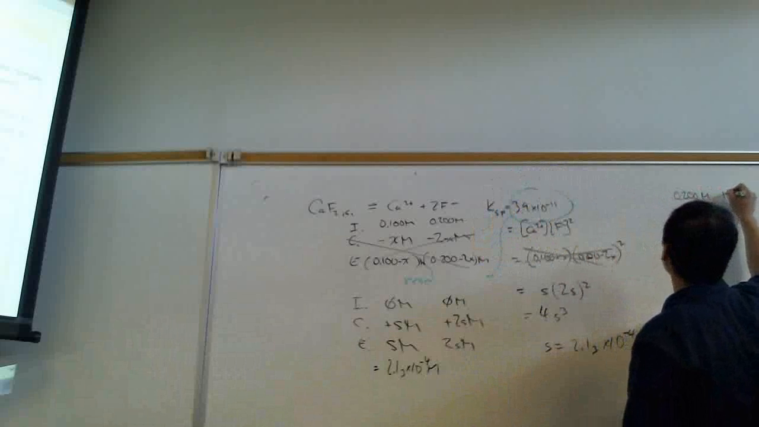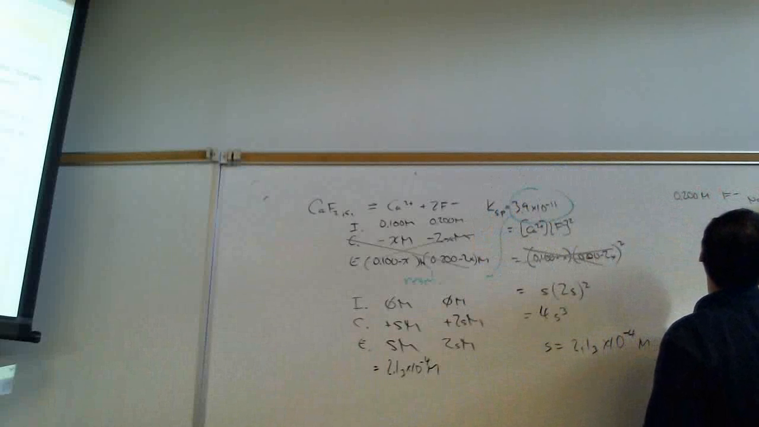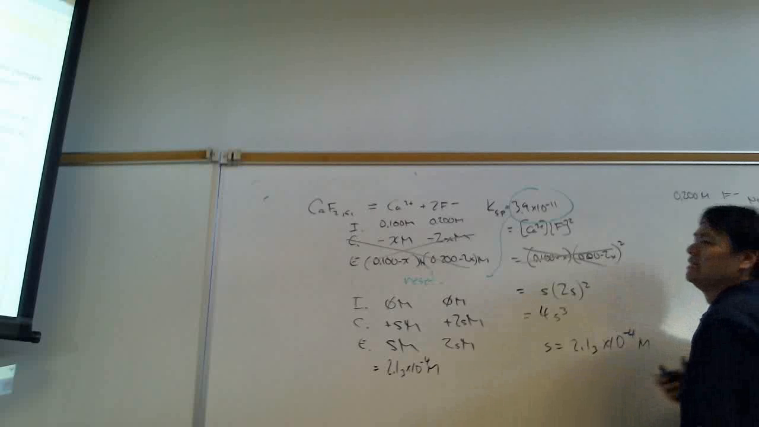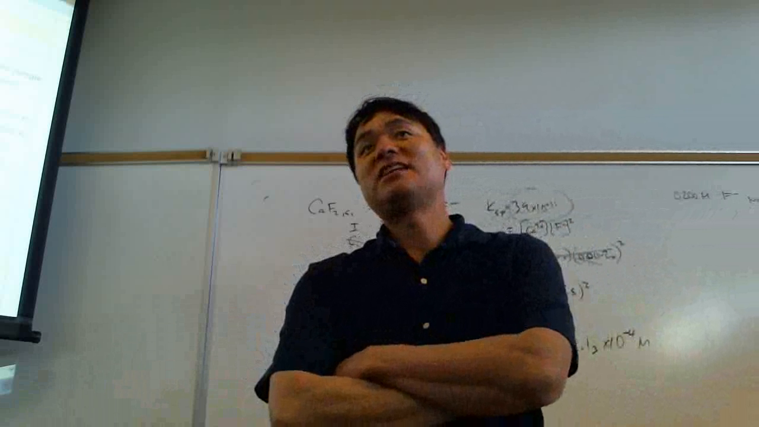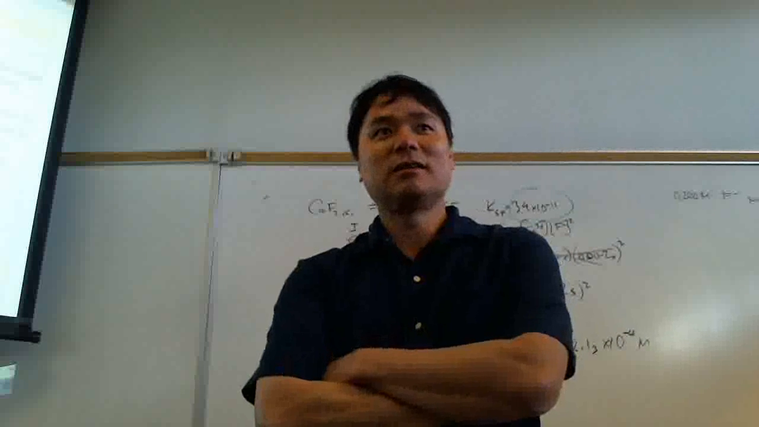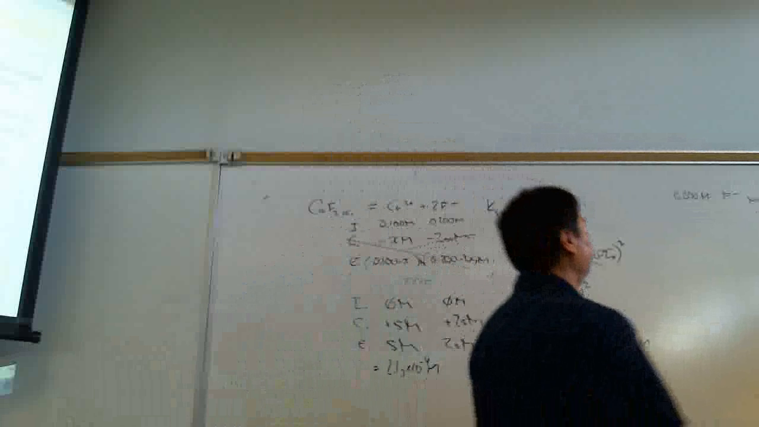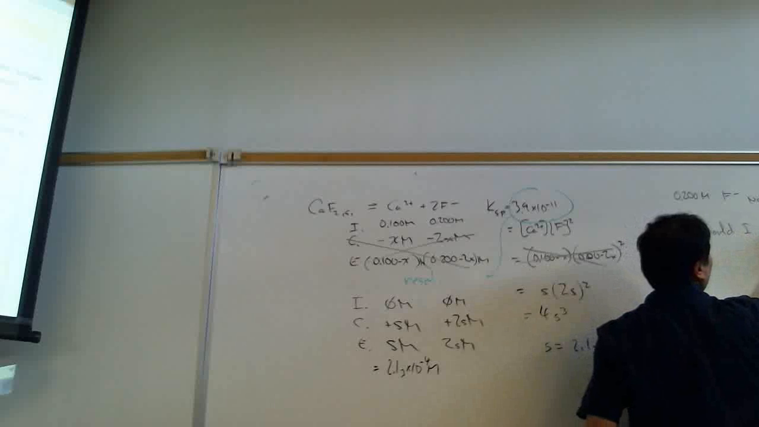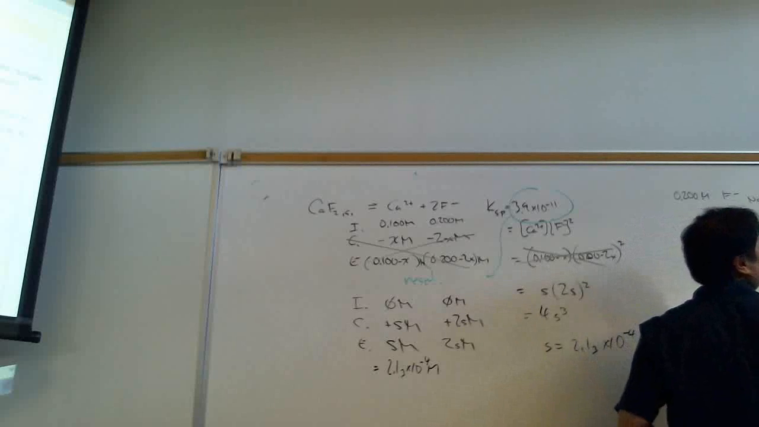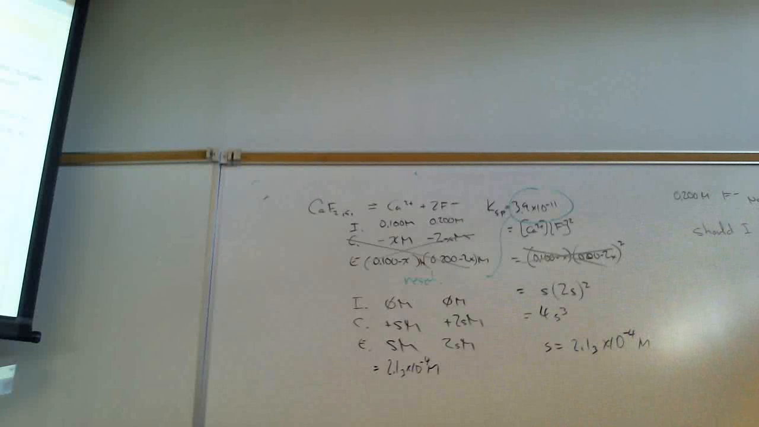0.200 molar fluoride, not enough. Huh. What should I try next? Maybe double it. Let's try to double it, and that should precipitate it all out, right? Should I try 0.400? Resetting it gives us the same. No, it doesn't. 0.400 will be better. Let's do it. You want to try? Let's try it.